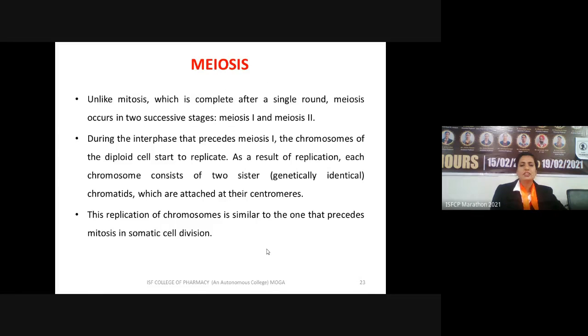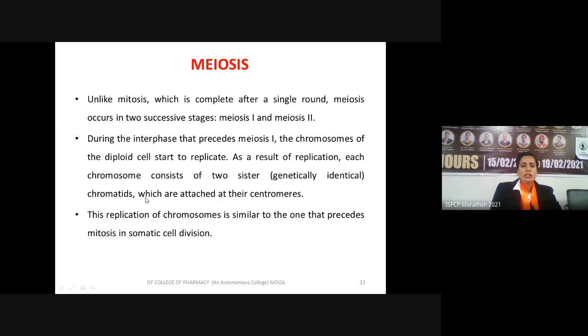Next we have the process of meiosis. Unlike mitosis, which is completed after a single round, meiosis occurs in two stages that are named meiosis 1 and meiosis 2. During the interphase that precedes meiosis 1, the chromosomes of the diploid cell start to replicate. So we can say in meiosis 1, firstly, the chromosomes will start replicating. As a result of this replication, each chromosome consists of two sister chromatids. What are sister chromatids, which we studied in mitosis? These are the genetically identical set of chromosomes.